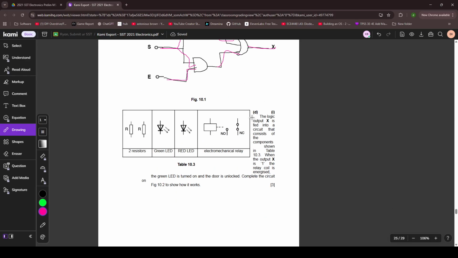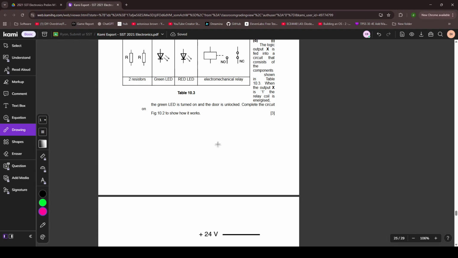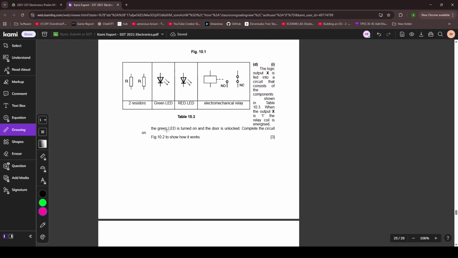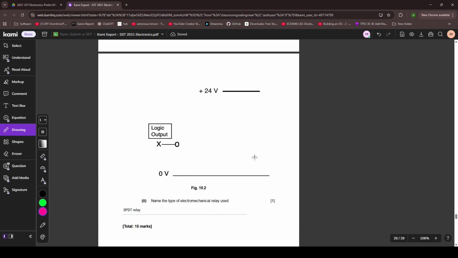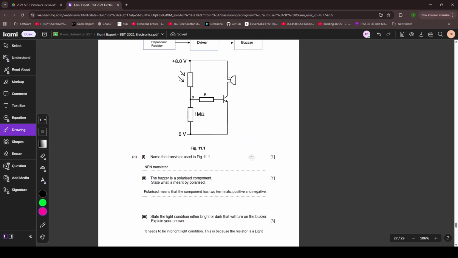Okay. The logic output X is fed into a circuit that consists of the components shown in the table: two resistors, green LED, red LED, a relay. Table 10.3 shows the... when the output X is 1, the relay coil is energized. The green LED is turned on and the door is unlocked. Complete the circuit on 10.2 to show how it works. Hey, why did you do nothing? Like 50% of section B is not done.